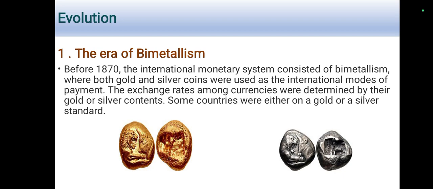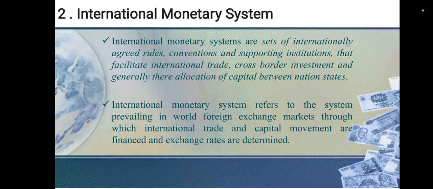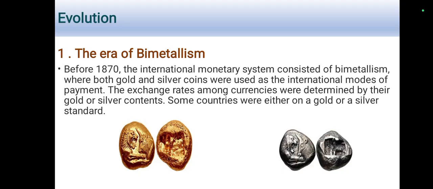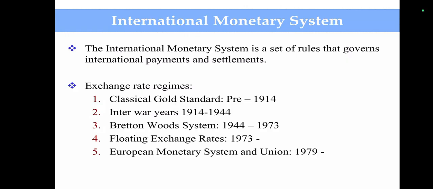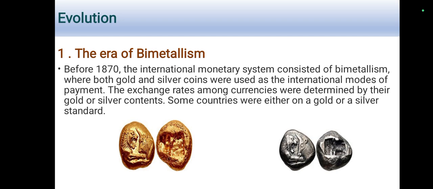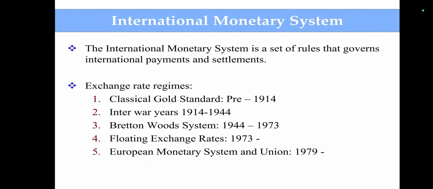So the important question is the evolution of the international monetary system: how has it evolved over a period of time? To begin with, it started during the era of bimetallism. If you see this slide here, the era of bimetallism is not mentioned. Here it starts from the classical gold standard, that is before 1914. But before the classical gold standard, the era of bimetallism started in the 1870s. So it goes from the era of bimetallism, then the classical gold standard, then the interwar years, the Bretton Woods system, floating rates, as well as the European monetary system and union.